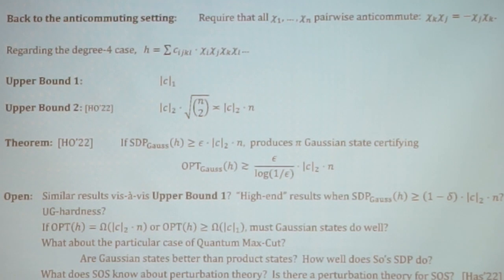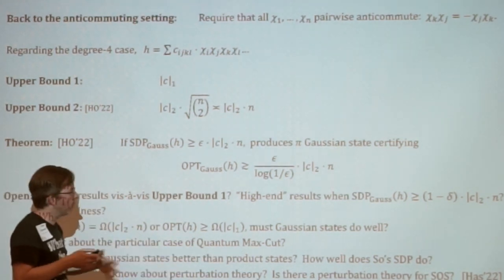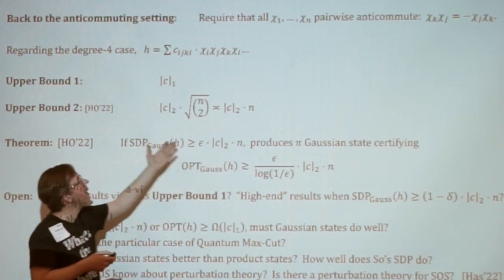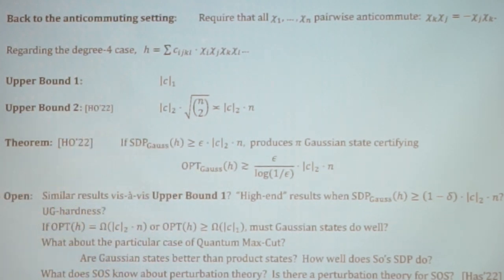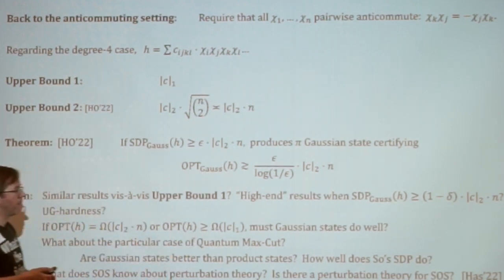Yeah, I think we're going to hear about quantum max cut today. And I literally don't know what happens if you put quantum max cut into this format as a very special kind of degree 4 polynomial, and then maybe apply So's rounding algorithm to it. What happens? I don't know. Gaussian states include product states, but it's a bigger class, so maybe something good could happen.